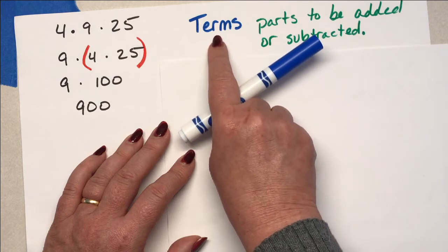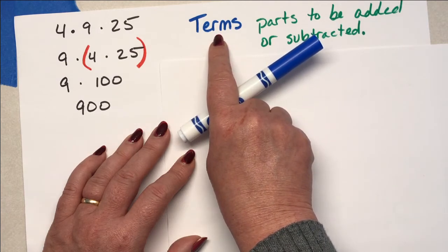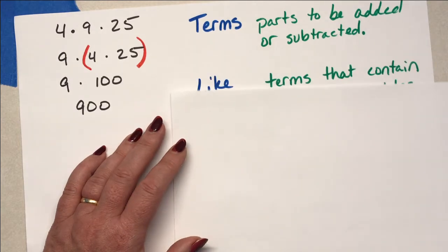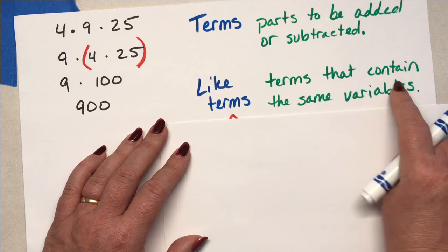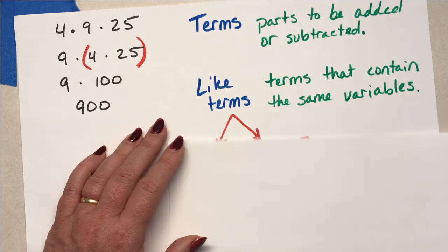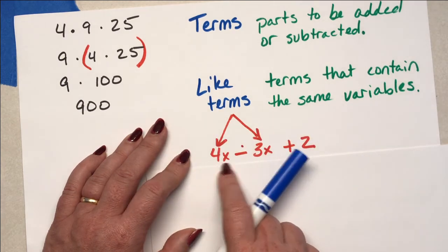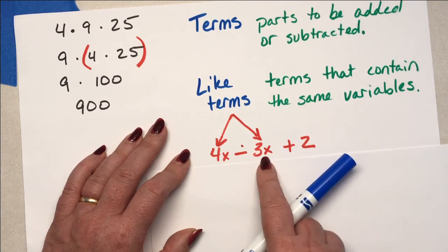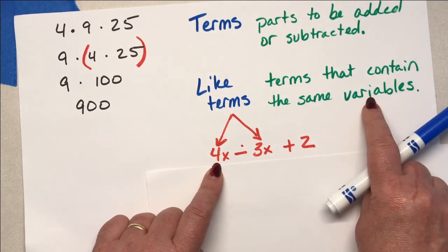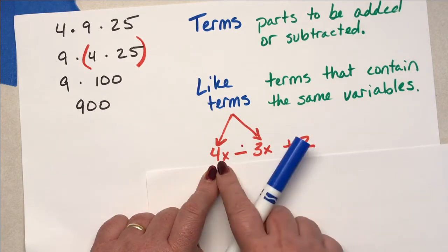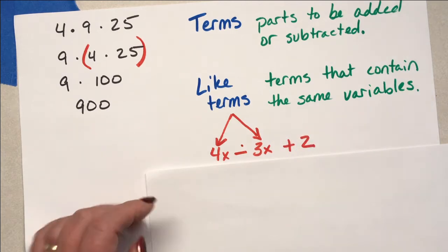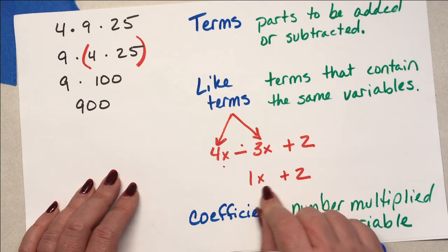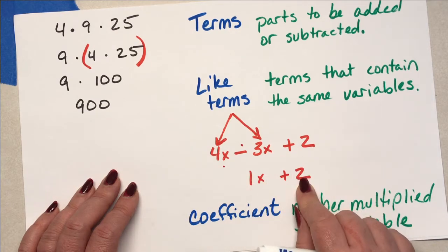And next we have additional vocabulary. I want to make sure you understand that the terms are the parts of a number sentence to be added or subtracted. And like terms are terms that contain the same variables. For example, in the problem 4x minus 3x plus 2, 4x and 3x are like terms because they have the same variable. 2 is not a like term with these. So these two can be combined. 4x minus 3x is 1x, or just x, plus 2. And this is as simple as you can make it.